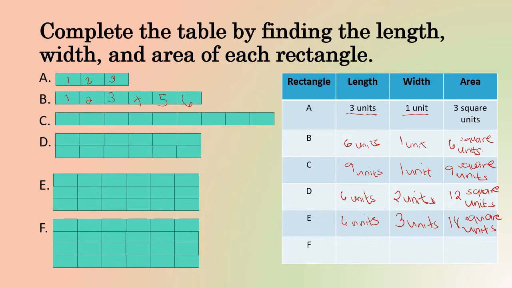Magkasing haba lang ulit, class. Shortcut na yan. So we have 6 units. And then for the width, hindi sila magkasing kapal. 1, 2, 3, 4. Napakadali lang yung sagutan. 4 units. And 6 times 4, that is 24 square units. Okay, so natapos na natin.